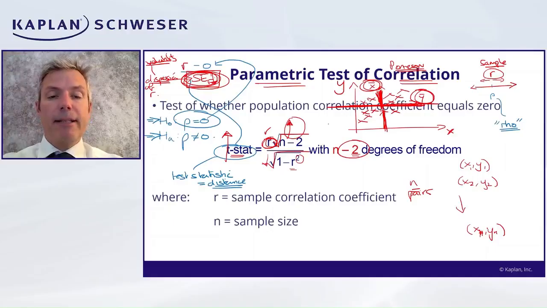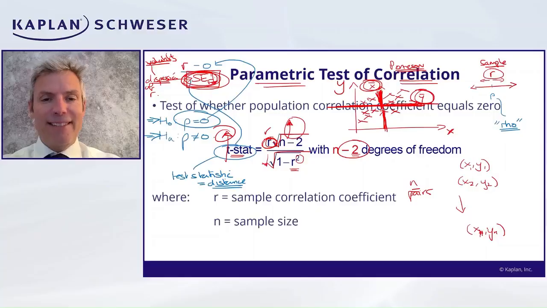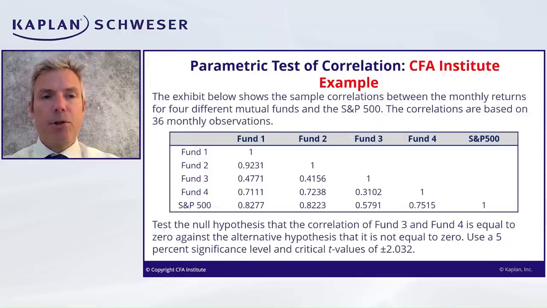You're going to have to remember this. The higher the n, the bigger the distance. The higher the r squared in both positive and negative terms, the lower this denominator, and therefore the bigger the distance. Okay. What's important is that you take that on board intuitively, and you commit the right amount of memory to it, and then you can use it. So let's use it. Here's a CFA Institute example.